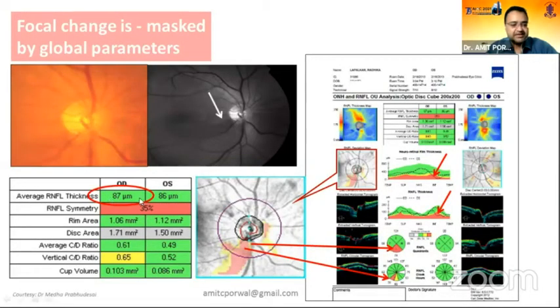You can see in this example, in the right eye, the average RNFL thickness was 87. But when you look at this deviation map, you can see there is an RNFL defect, which is reflected in the inferior quadrant and also in the inferior clock hours, and also in the neuroretinal rim thickness map and the RNFL thickness map. You can see this localized defect. So never get biased by just looking at the average RNFL thickness. You have to read the whole OCT in total. This defect is correlating with our red-free photograph, which I will show you.